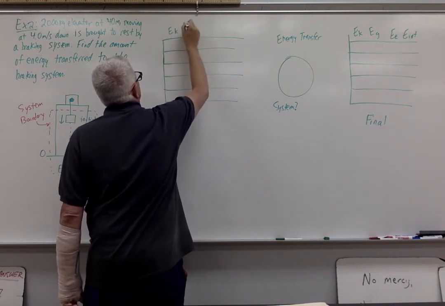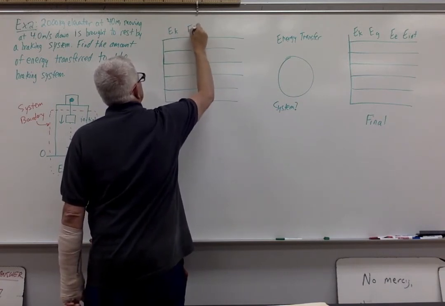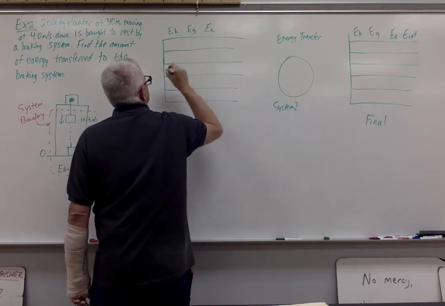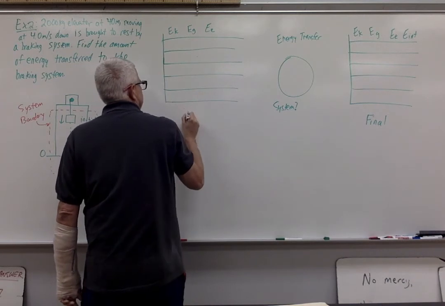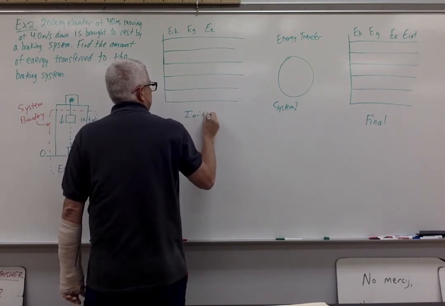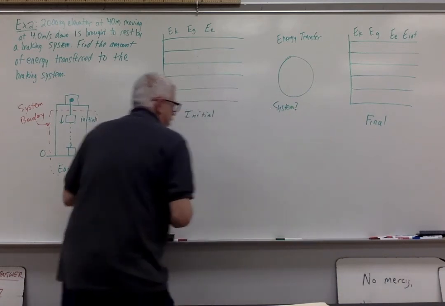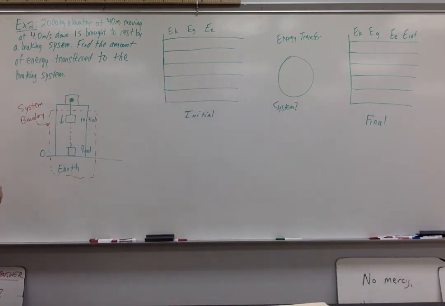Ek for kinetic energy, Eg for gravitational potential energy, Ee for elastic or spring potential energy. And these are the initial conditions. We want to solve it both conceptually with the work energy bar charts, but also mathematically. This is the system boundary.